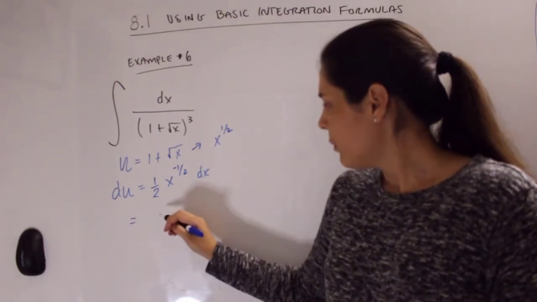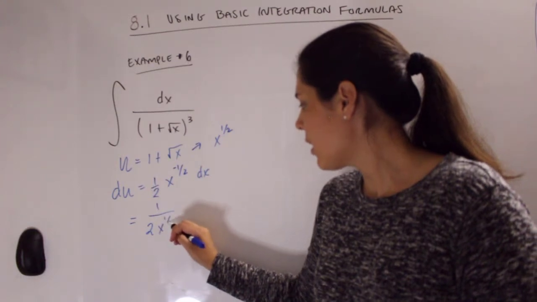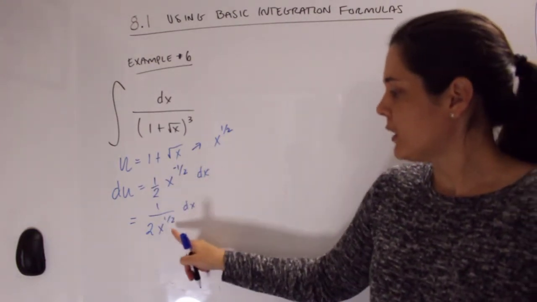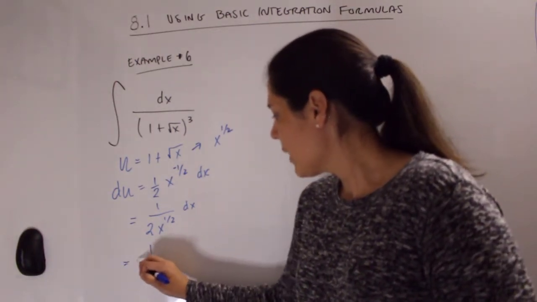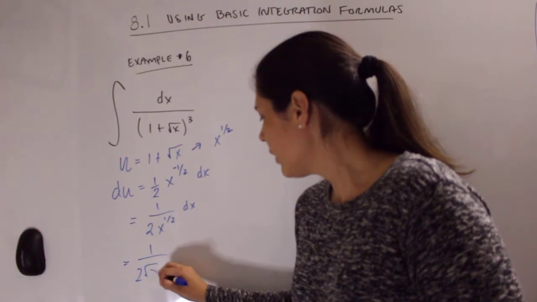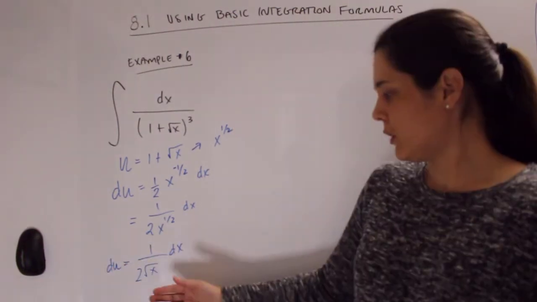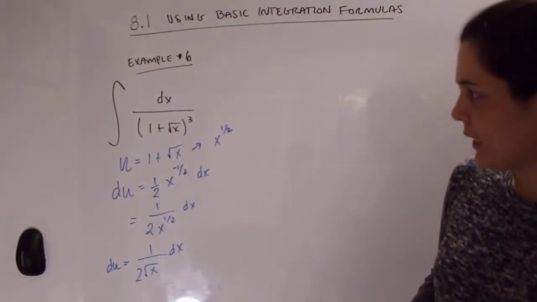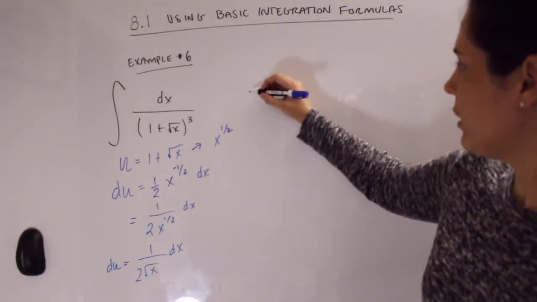And then this simplifies to 1 over 2x to the positive 1/2 dx, because the negative exponent brings that base back down. And then go ahead and put the radical notation back on. So 1 over 2 square root x dx is the same thing as du. I don't see this derivative here, but it's still going to work. So let's go ahead and start.